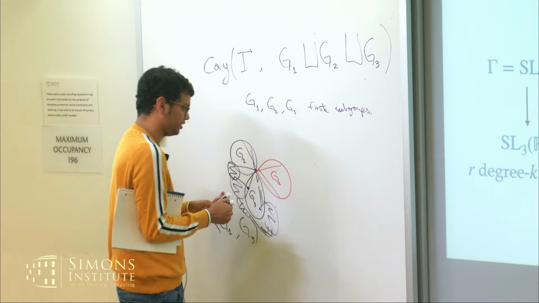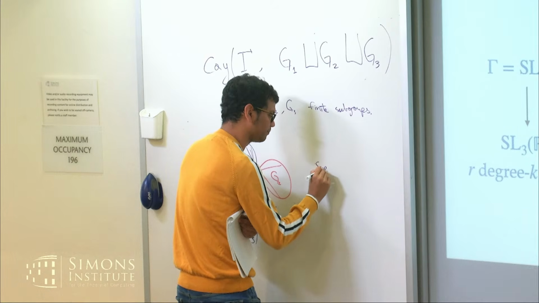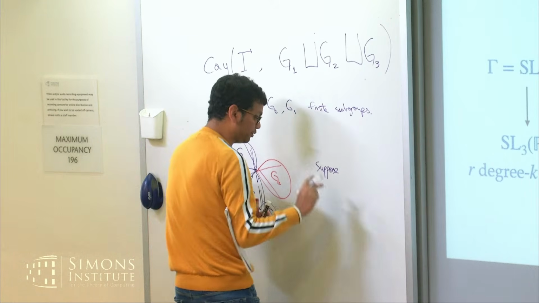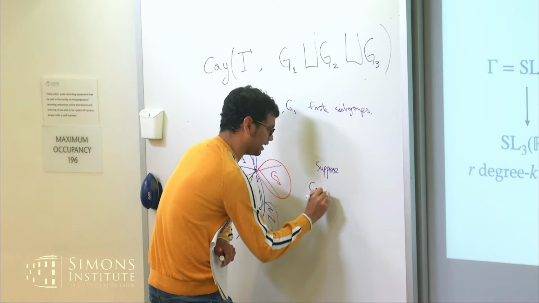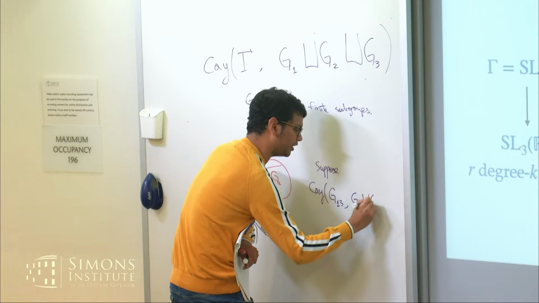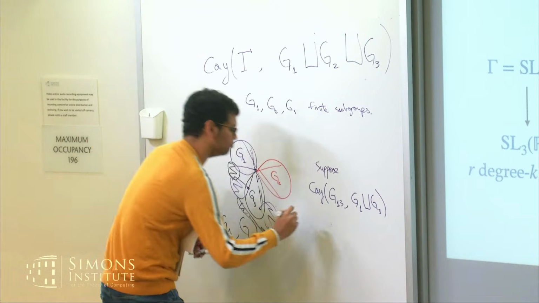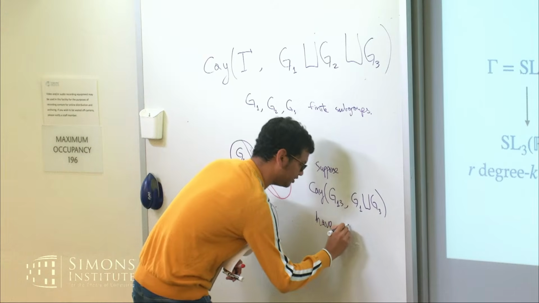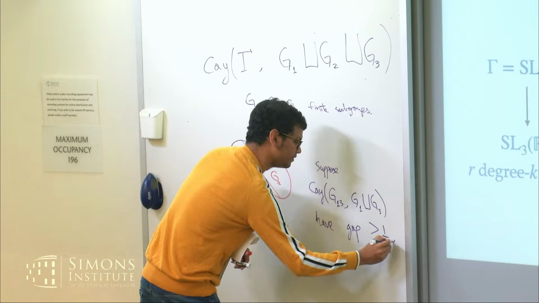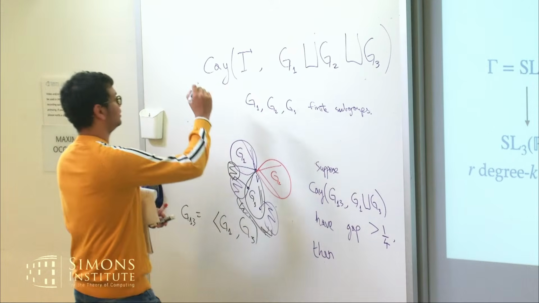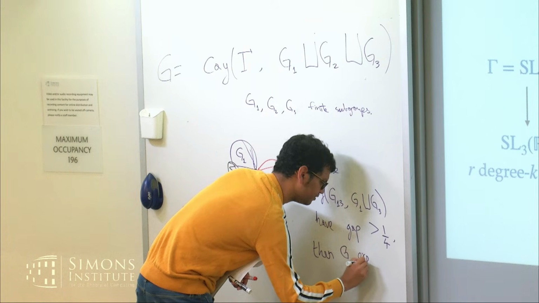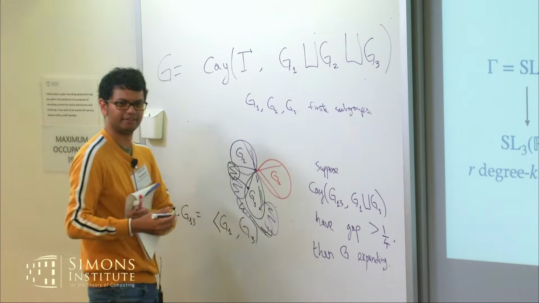Okay, so here's the theorem. It says that suppose each of these new links, that is the Cayley graph of, say, G13, but with G1 and G3 as the generator sets, have a spectral gap bigger than 1/4, then actually this overall original graph, G, is expanding. Okay, as long as G is connected.